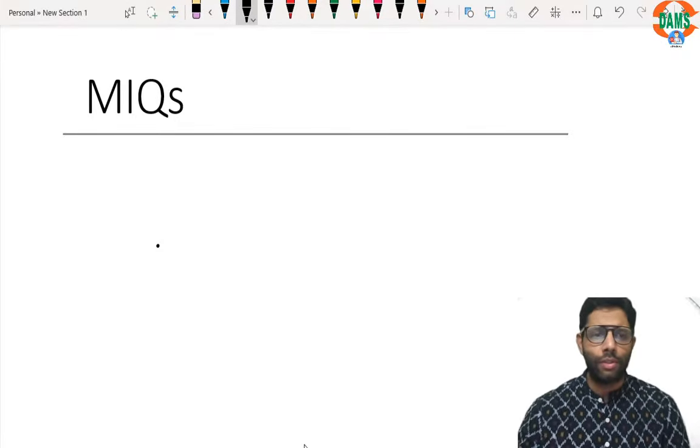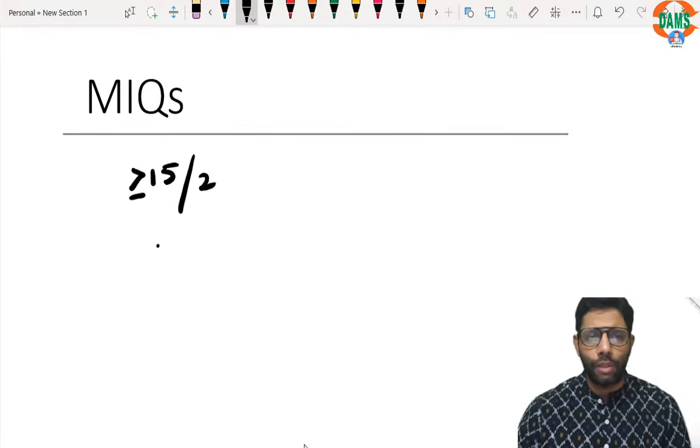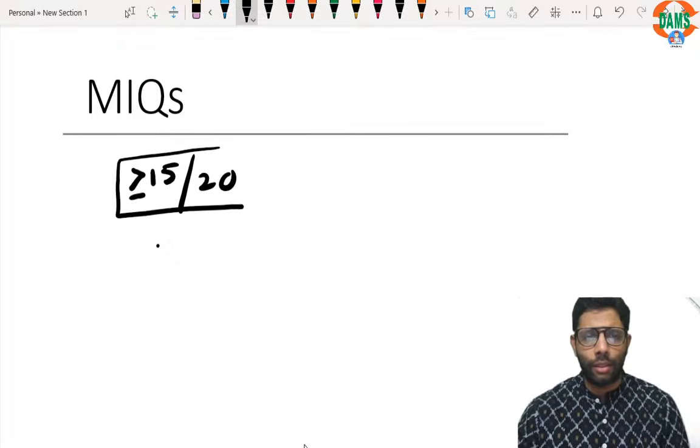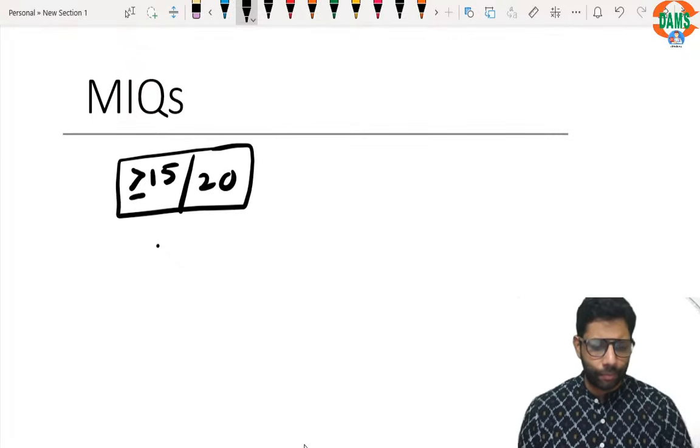So there were 20 questions in MIQ, and if you are able to get more than or equal to 15 out of 20, it means you're doing good.